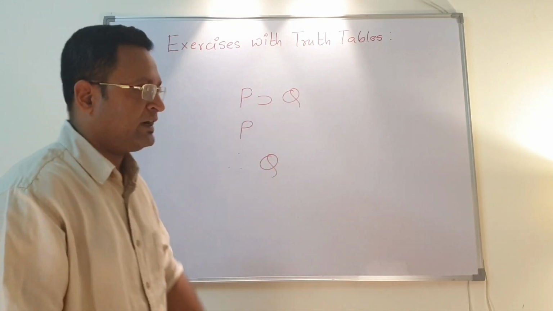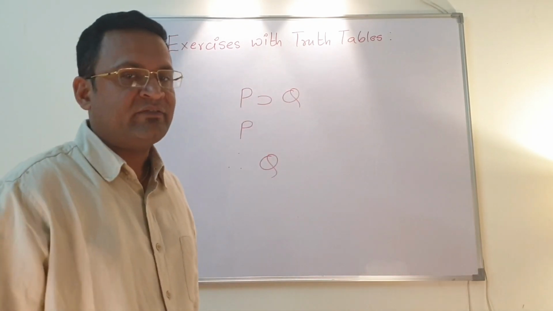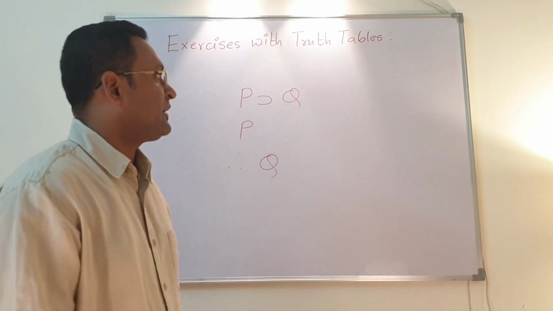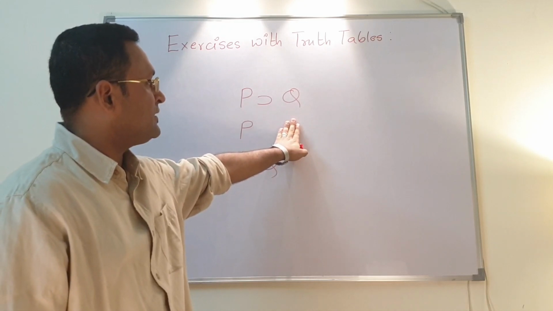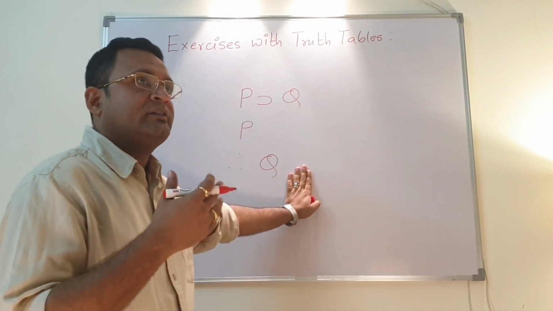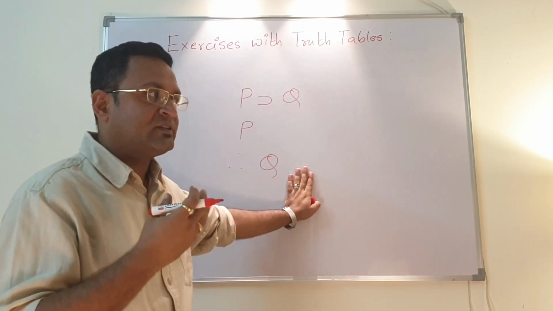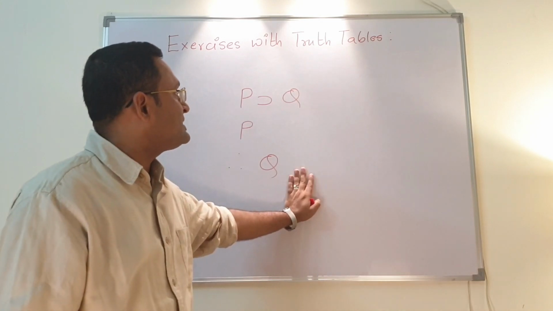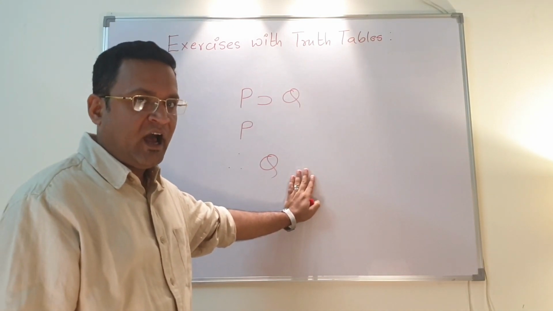Later on we will also be using a lot of methods to test validity or invalidity. But right now, if somebody asks how you will test the validity or invalidity, as I told you, truth tables are called decision procedures. So how will you decide that this argument is a valid argument or an invalid argument?